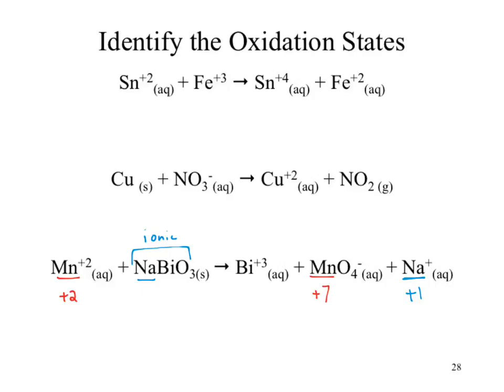So really what I'm looking at in this problem is sodium plus 1 and BiO3 minus. How do I know BiO3 is a minus? Because sodium's a plus 1. What's the oxidation number for sodium now, or the sodium ion? 1 times X equals plus 1.